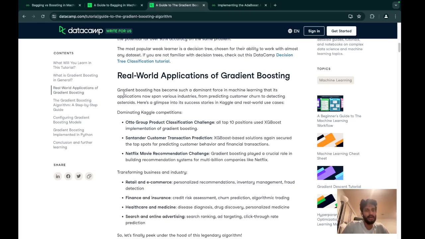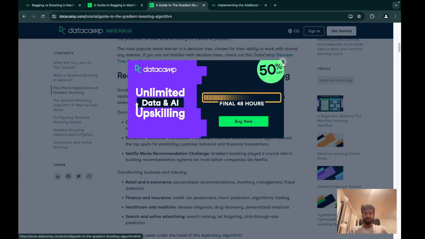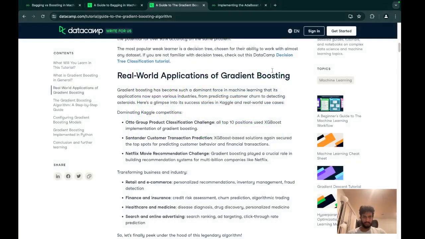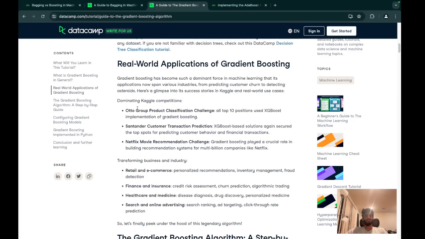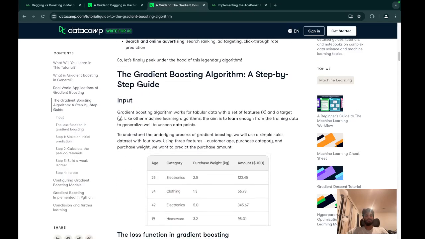Real world applications of gradient boosting. Gradient boosting has become such a dominant force in machine learning that it has applications that now span various industries, from predicting customer churn to detecting asteroids. Here is a glimpse of its success stories in Kaggle and real world use cases. I'm going to skip this.